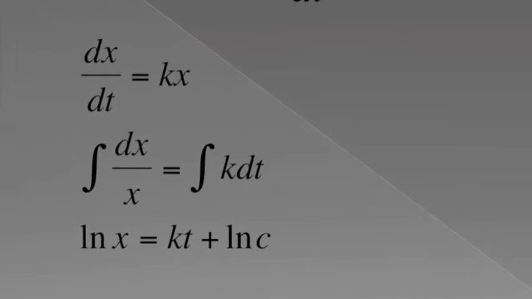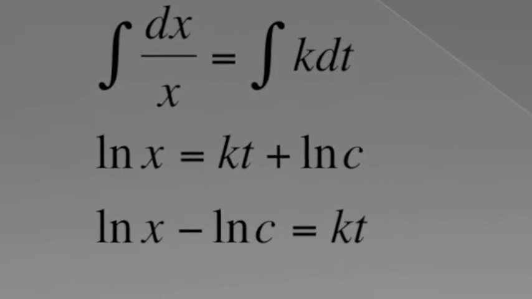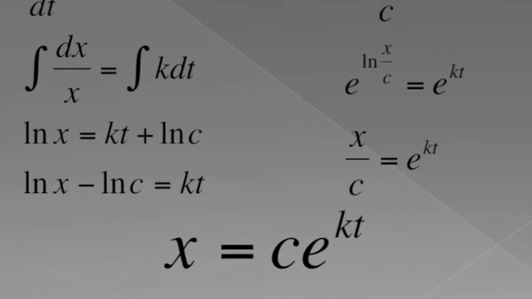And we should add ln of c to the equation. After that, we are going to combine the terms with ln. And if we simplify the equation furthermore, we will get x equals c e raised to kt.